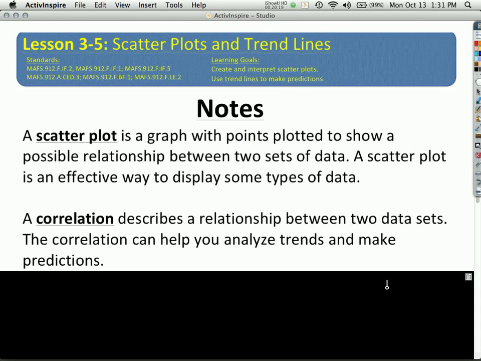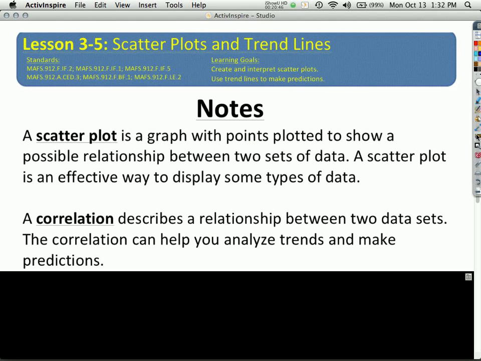Now, the big boy words. Correlation. You have to know the word correlation, and you have to know the different types. A correlation is a relationship between two sets of data. Identifying the correlation helps you analyze what's happening and allows you to make predictions. That's the key to everything.